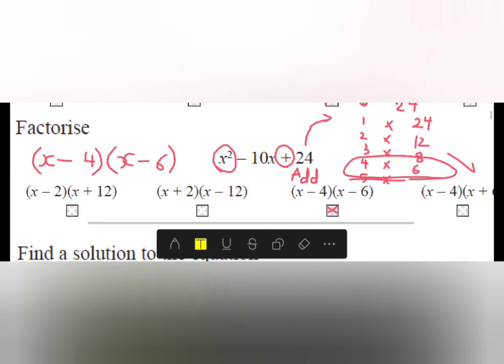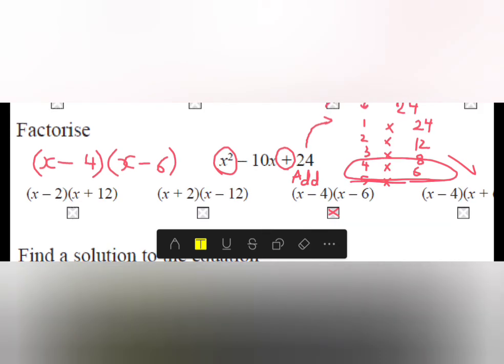Focus, guys, when you factorize quadratic expressions, you have to take the constant and factorize it too, so you can end up with the numbers that you're looking for. Now, let's move on to the next question.